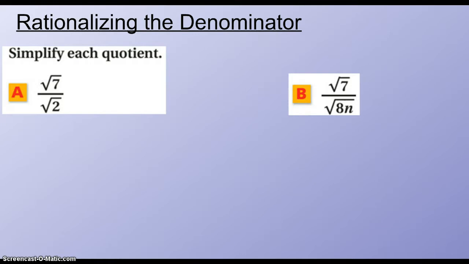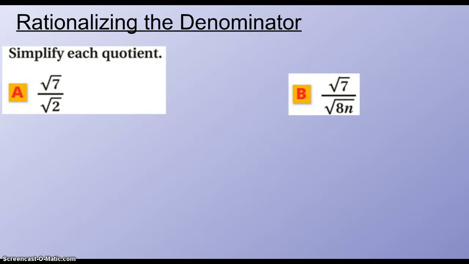I could try to break down 7 and I could try to break down 2, but they're both prime numbers. So that's not going to help us at all. We're not going to find any pairs or anything like that. There won't be any cancellations or anything. So breaking those two down is not going to help at all.